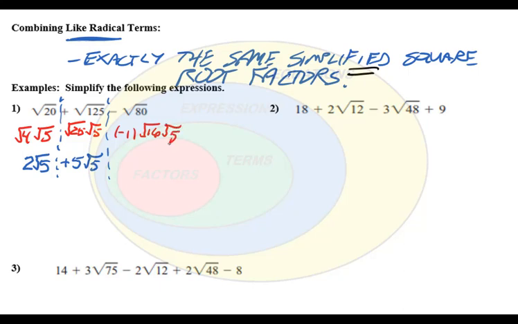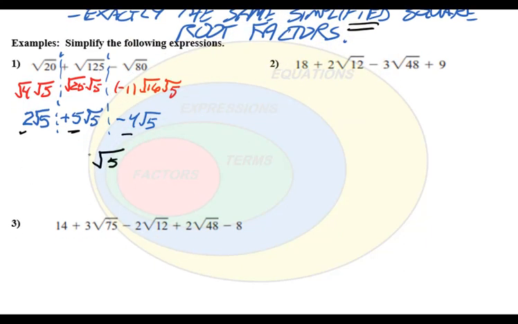So 16 is a perfect square. So this term would simplify to a negative, square root of 16 is 4, and then square root of 5. So now all of these terms are square roots of 5. We can just combine by combining their coefficients. So the answer would be 2 and 5 is 7, and -4 is 3. So the answer would be 3 square root of 5.